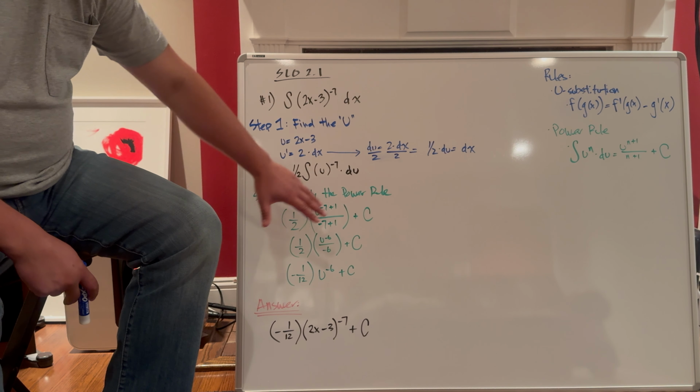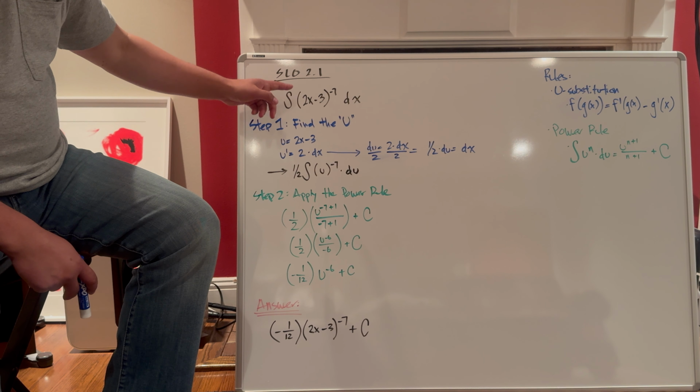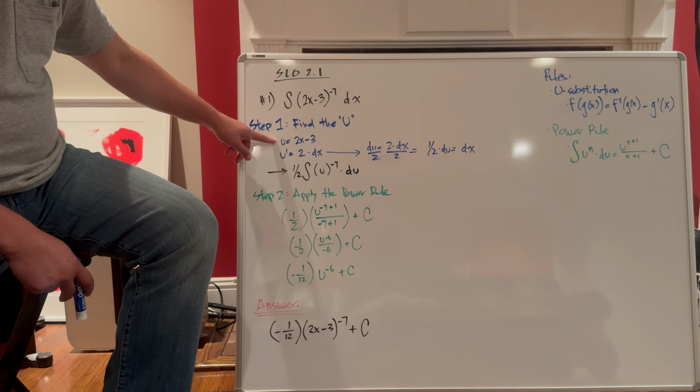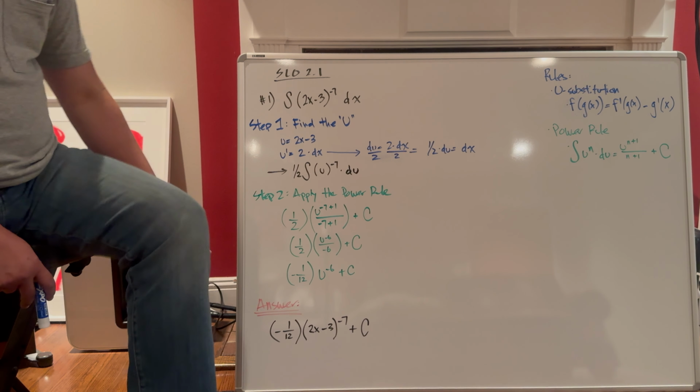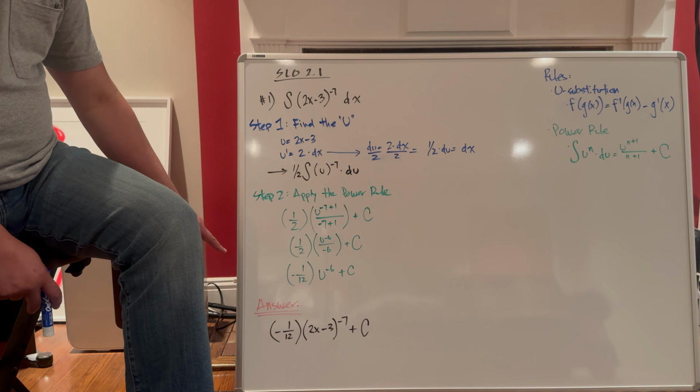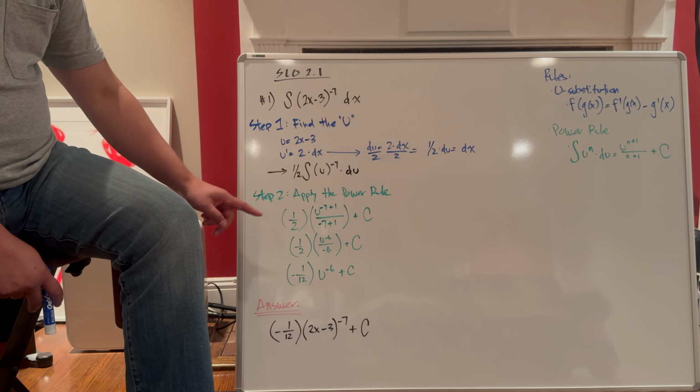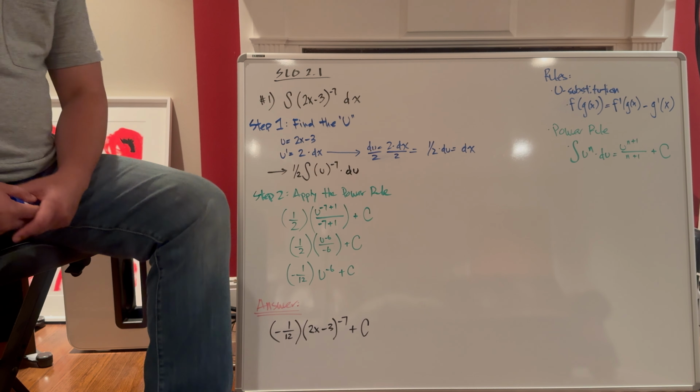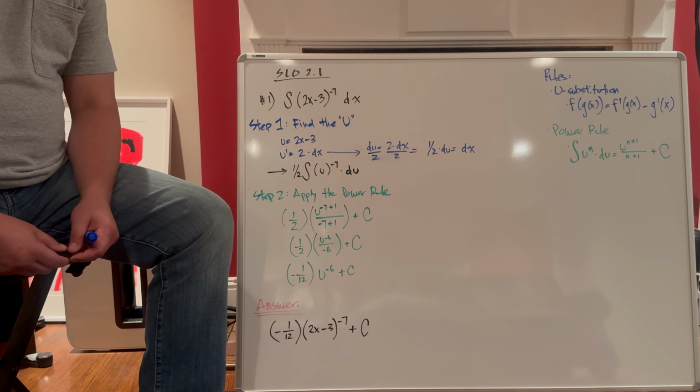Once you have your final format, you resubstitute what u was equal to, which is 2x minus 3. And the original function is negative 1/12 times (2x minus 3) to the negative 6th plus c. So that is number 1.